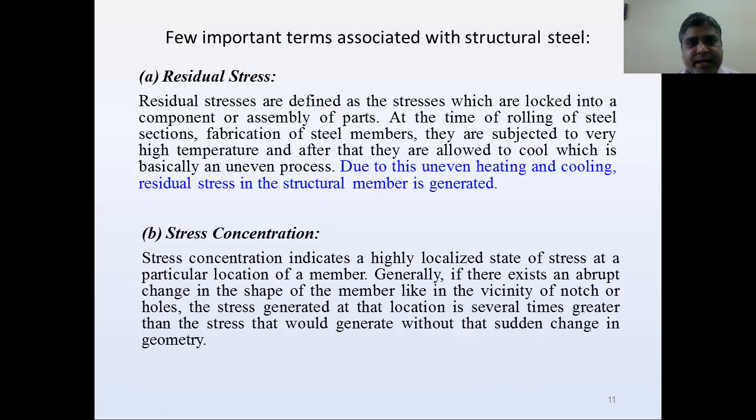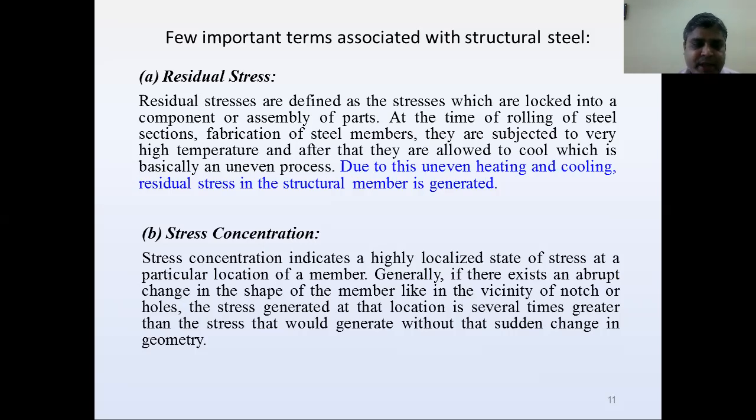Now, a few important terms associated with structural steel. First one is residual stress. Residual stresses are defined as the stresses which are locked into a component or assembly of parts at the time of rolling of steel sections and fabrication of steel members. They are subjected to very high temperature and after that are allowed to cool, which is basically an uneven process. Due to this uneven heating and cooling, residual stress in the structural member is generated.